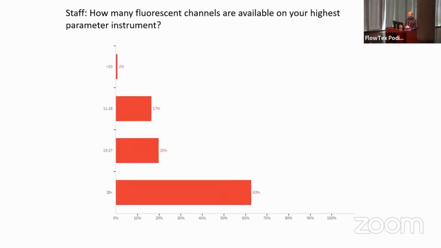The other surprising thing to me was when we asked people in core, how many fluorescent channels are available on your instruments? 63% had 28 or more parameters on their instruments. So we almost all have this technology available to us. The question is, how do we implement it well?